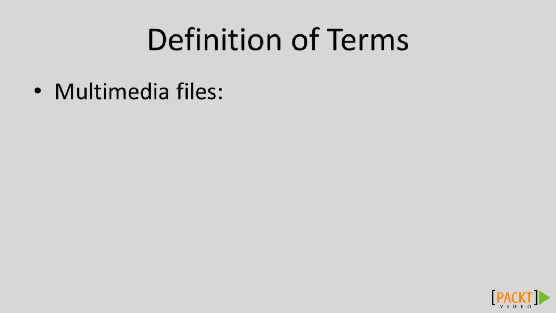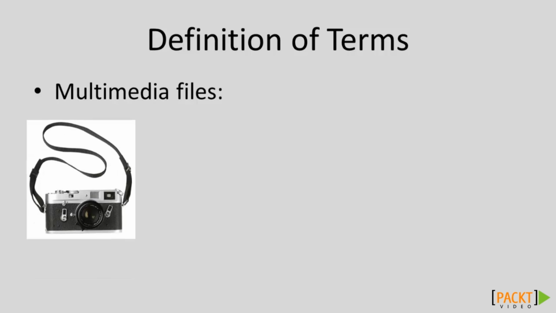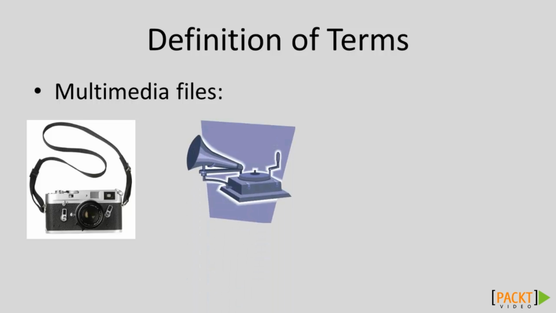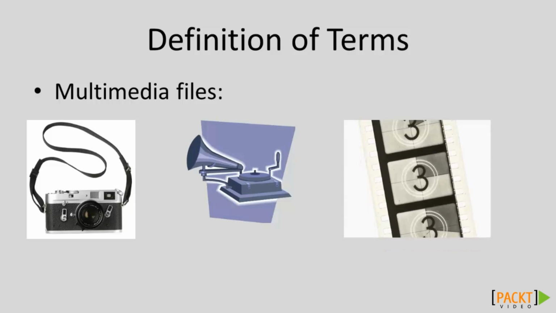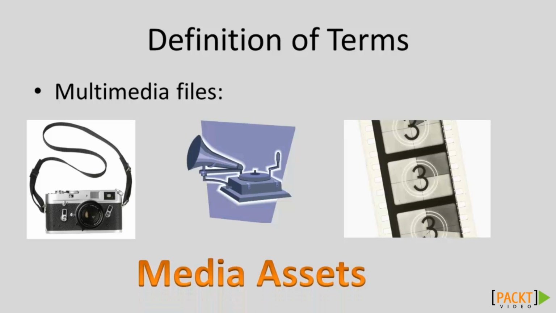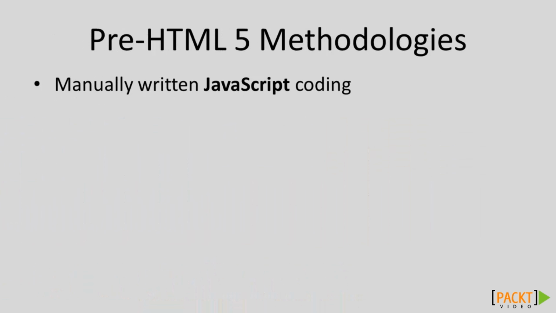What are multimedia files? Images, or photos, sound, or audio, and video. Another term you'll hear associated with this is media assets. The oldest method is, of course, manually written JavaScript code, where you had to test the user environment, find out what it was they had on that particular machine, hopefully that they had one that would allow you to either display or let them hear whatever it is that you wanted to convey to them.